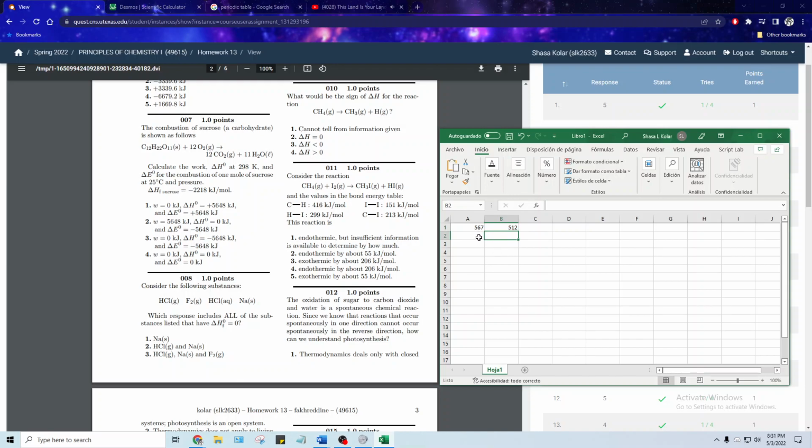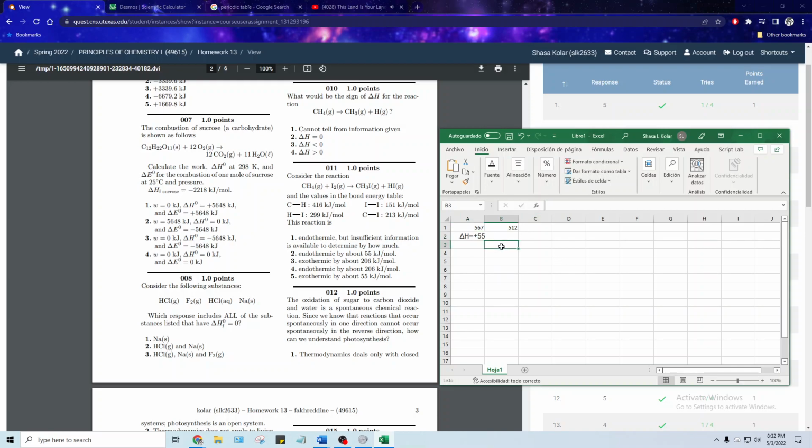So we just minus these, and if you can't already tell, it's 55. So this is delta H, right? This is delta H. So this is delta H of 55, and it's positive, right?